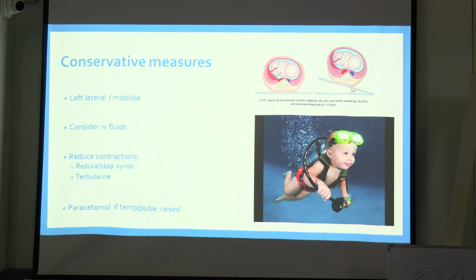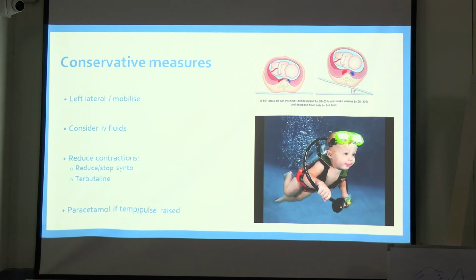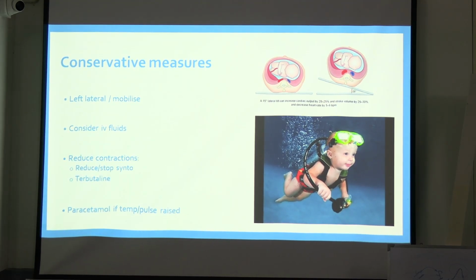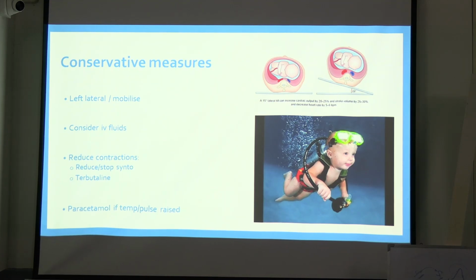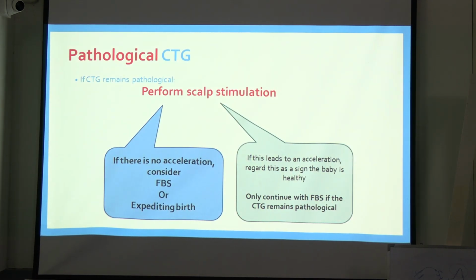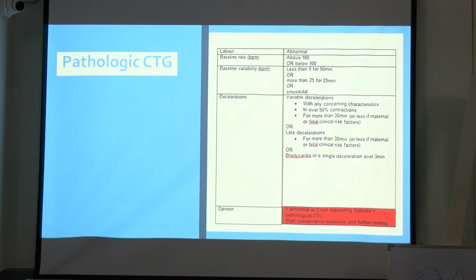What is the conservative management? You will do left lateral lie, you will give IV fluids, you will reduce the contractions. If fluid with oxytocin is there, you will stop the oxytocin. You will try to stop the contractions, or you can give terbutaline to stop or decrease the contractions. And if the patient is having fever, chorioamnionitis, you have to give paracetamol to decrease the fever. Okay, so these are the simple things you can do to save the baby by the time senior is arriving. So that's why you need to know this.